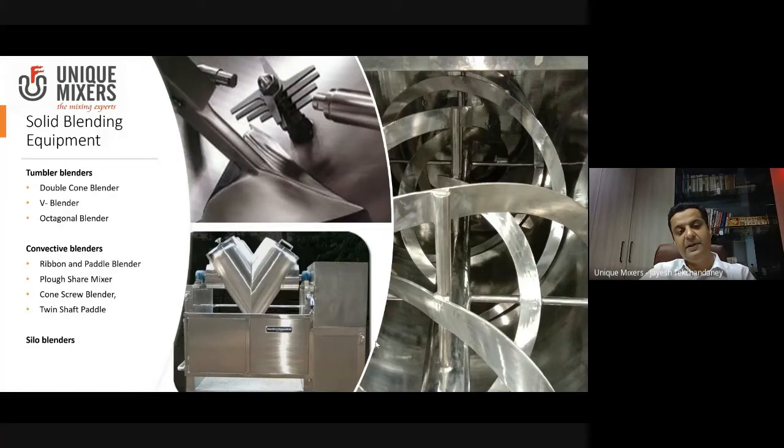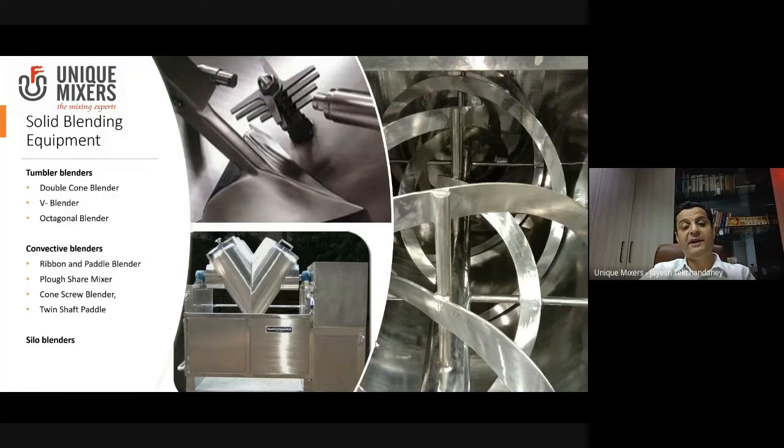And in tumbler blenders, you have different constructions of equipment. So there is the gravity drum blender that you have in your facility. There is a double cone blender. There is a V blender. There is an octagonal blender. It is just the geometry of the vessel. In one case it is V shaped. In another case it is octagonal. Like it could be a drum shape or it could be a double cone shape.